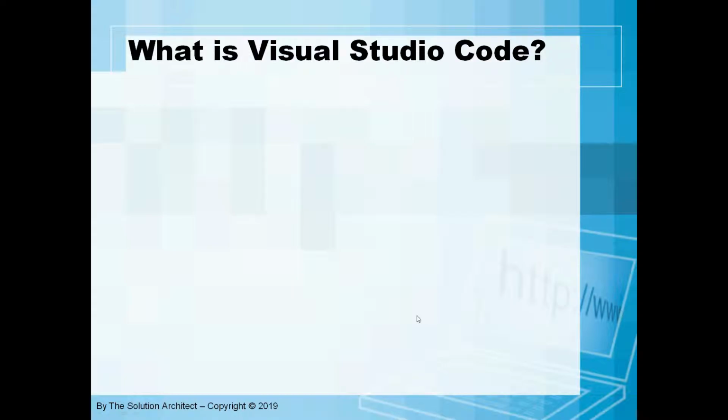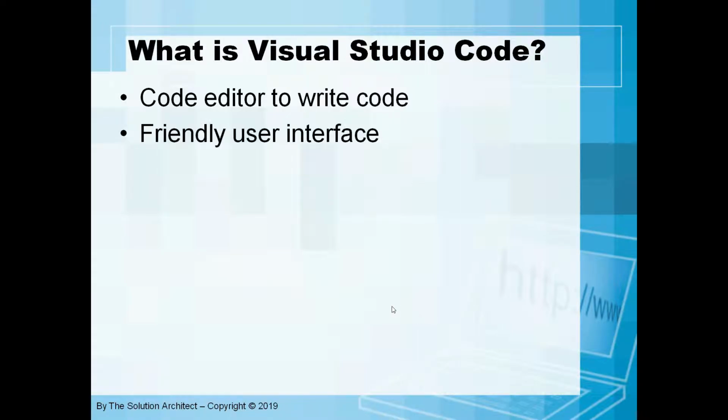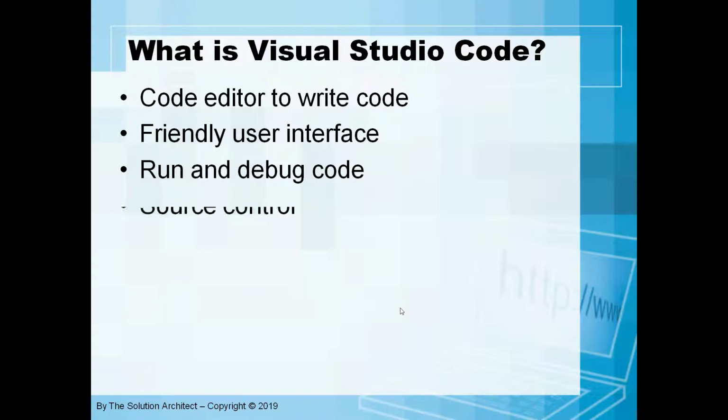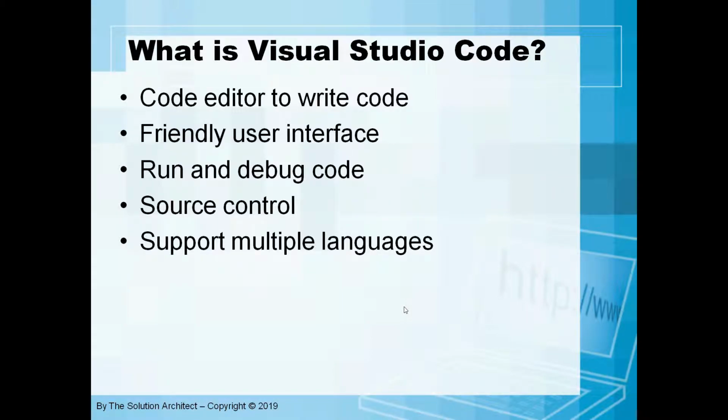So what is Visual Studio Code? Visual Studio Code is a code editor that a programmer can use to write code. It has a friendly user interface. It also allows you to run and debug your code. It also has a connection to source control, and it supports multiple languages.